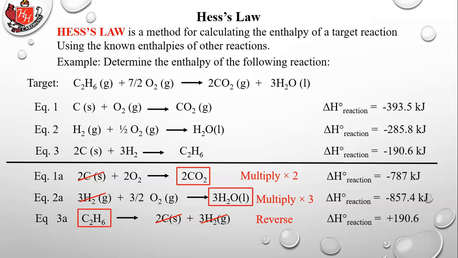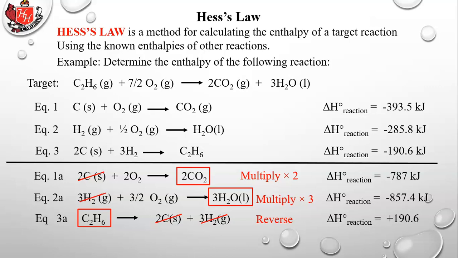So the only things we have left are the 2CO2 in equation 1a, and we see that appears in the target. The 3H2O in equation 2a also appears in the target, and the C2H6, 1 mole of C2H6 on the left side of the arrow, appears up in the left side of the target. So those three are all good. Now we have to deal with the oxygen.